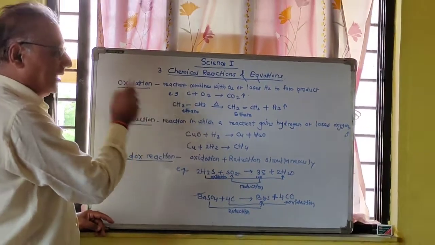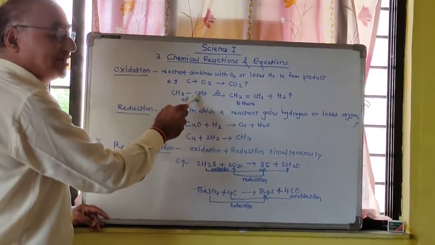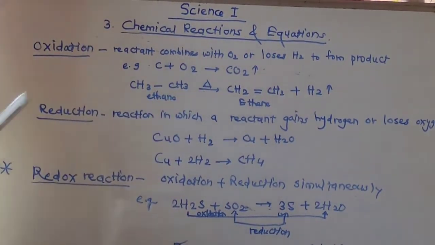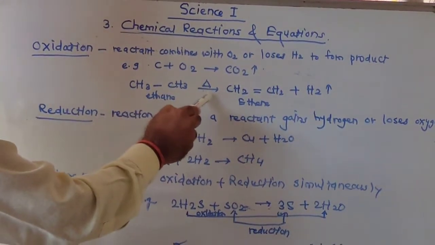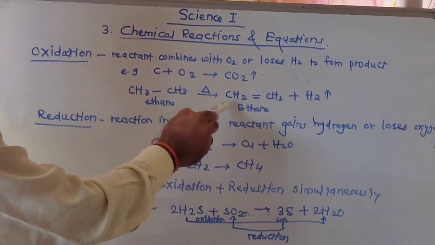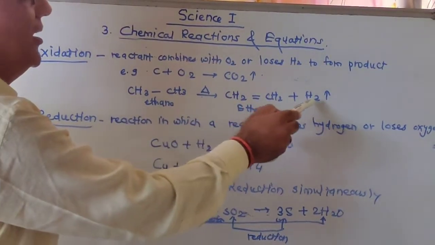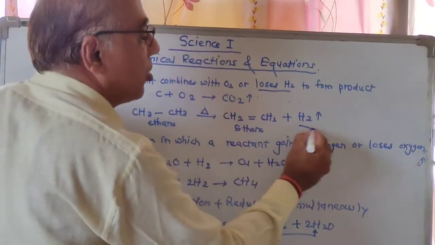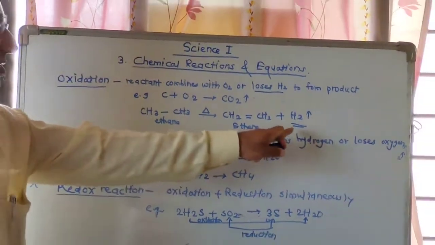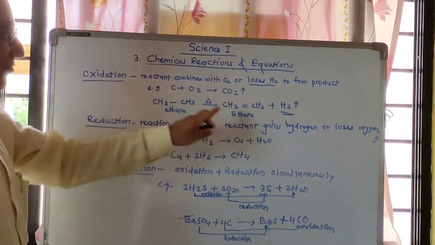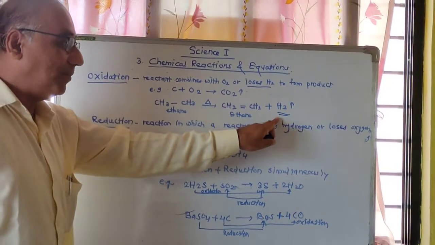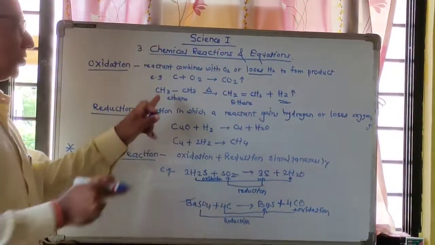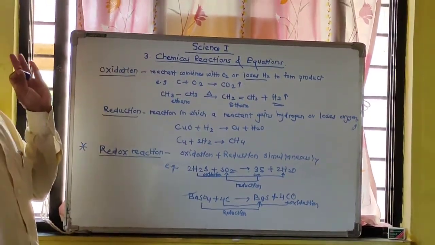Now let us see the second example. C2H6 is the formula of ethane. When ethane is heated, we find that there is a formation of ethene and liberation of hydrogen gas. Now here there is a loss of hydrogen. Hydrogen is separated from ethane, so there is a formation of ethene and liberation of hydrogen gas. It means that there is a loss of hydrogen, so this reaction is called an oxidation reaction.